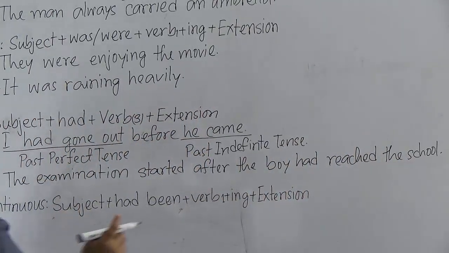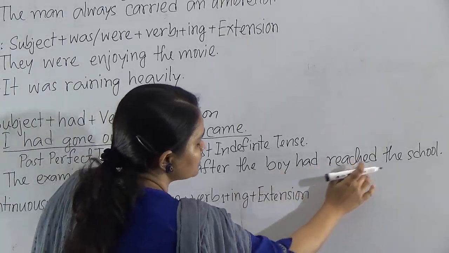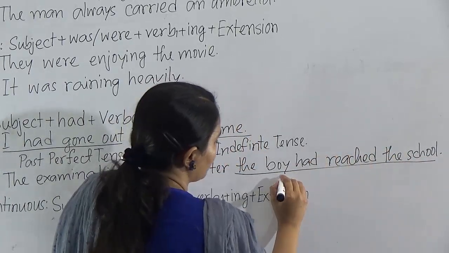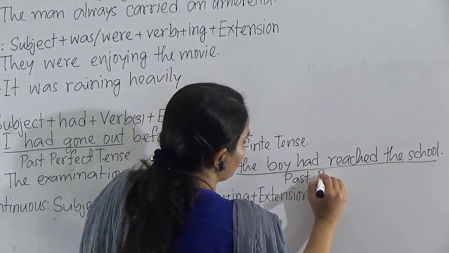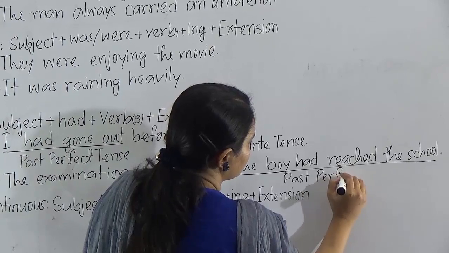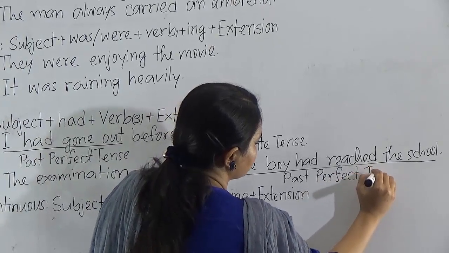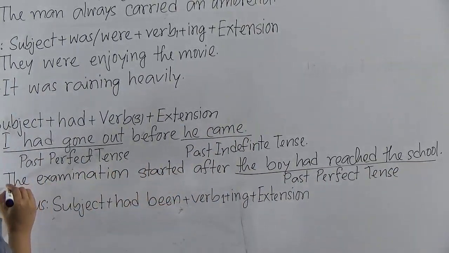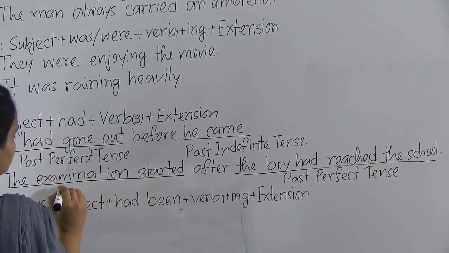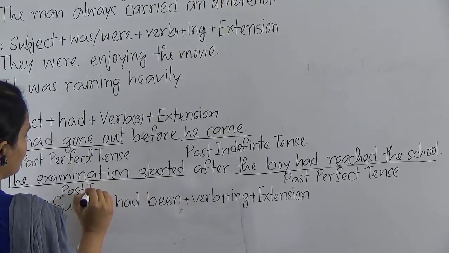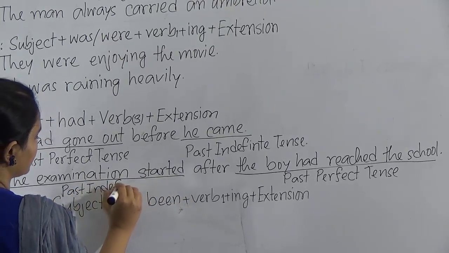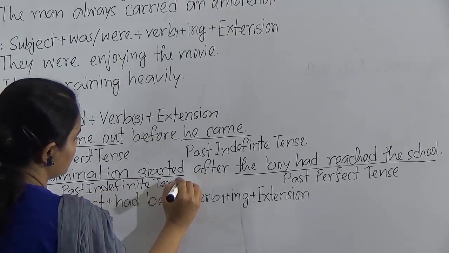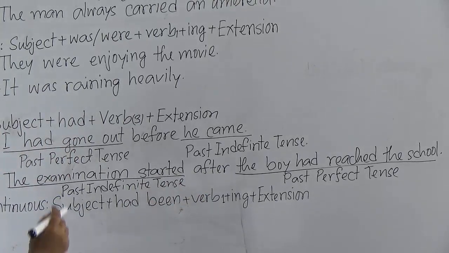So this action, that means the boy had reached the school, happened before. So that's why it's past perfect tense. And the examination started, it happened later. So this is past indefinite tense.